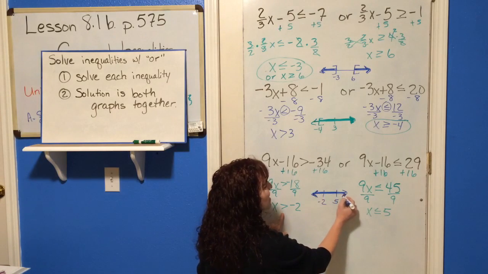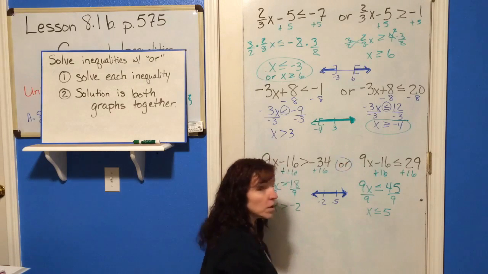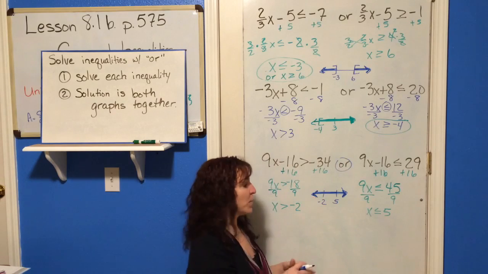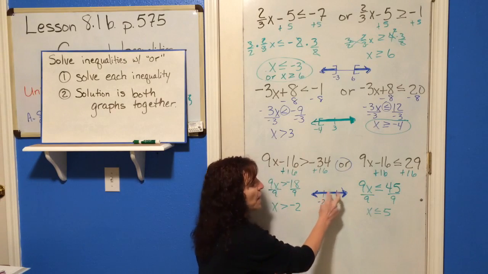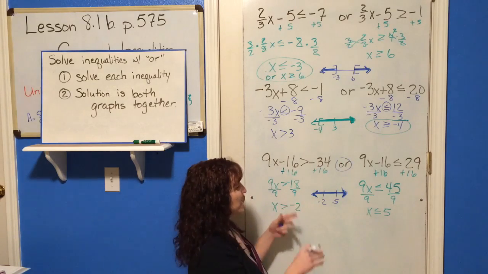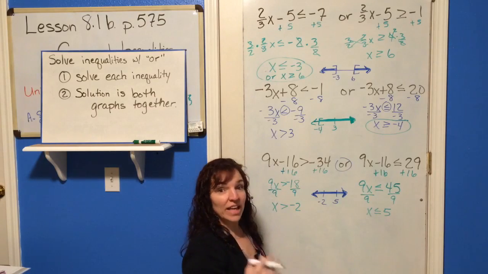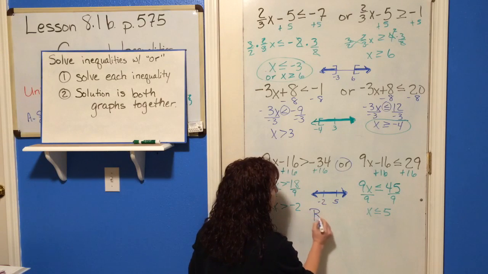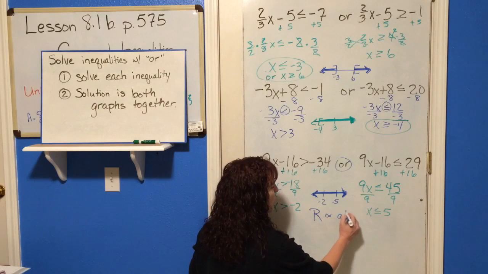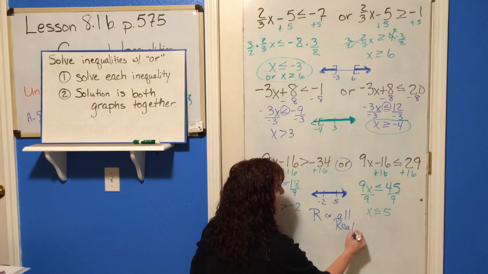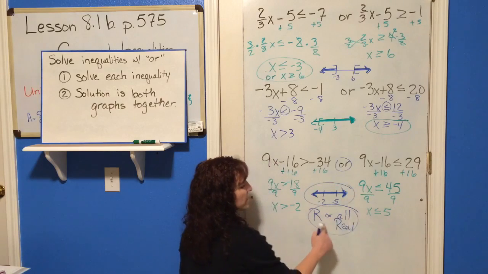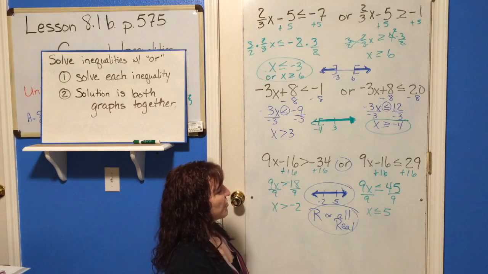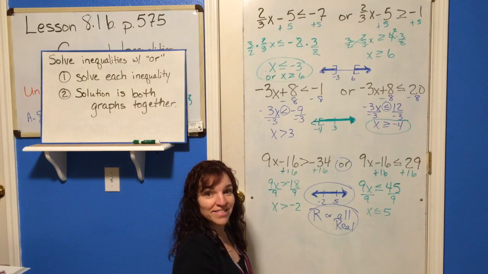So because of the or, we are including the whole thing. If this was and, then it would have to be both, and it would be in between here. But because it's or, that means that the entire graph is part of your solution. So your answer is all real numbers, or even just a big R. So either of these answers, either just a big R or write out all real numbers, and then the graph is just all colored in. Okay?